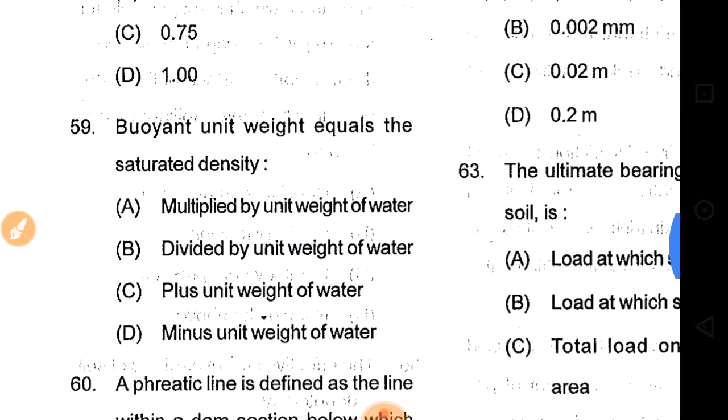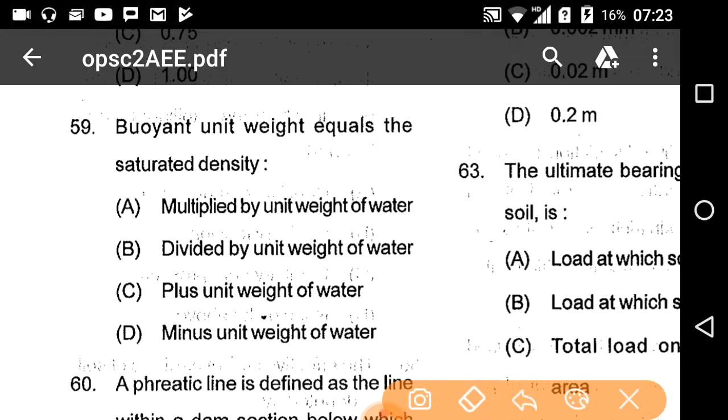Buoyant unit weight equals the saturated density multiplied by unit weight of water, divided by unit weight of water, plus unit weight of water, minus unit weight of water. So buoyant unit weight equals the saturated density minus unit weight of water.